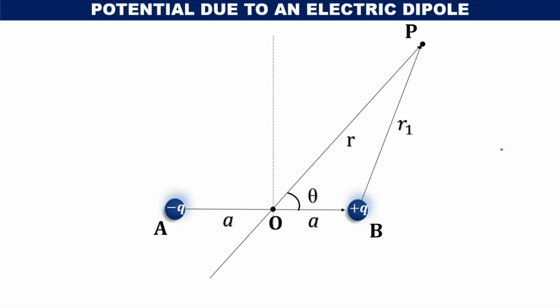First, from the positive charge, that means from B, P is at a distance of R1. Therefore, the potential at P due to the positive charge only is given by the expression V1 is equal to 1/4πε0 into plus Q divided by R1.